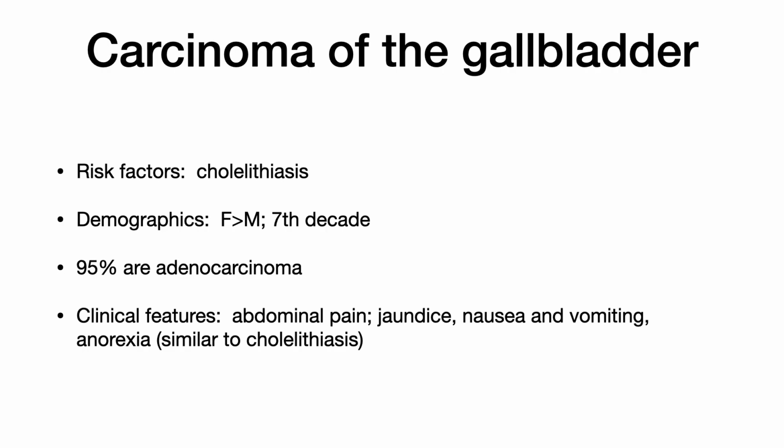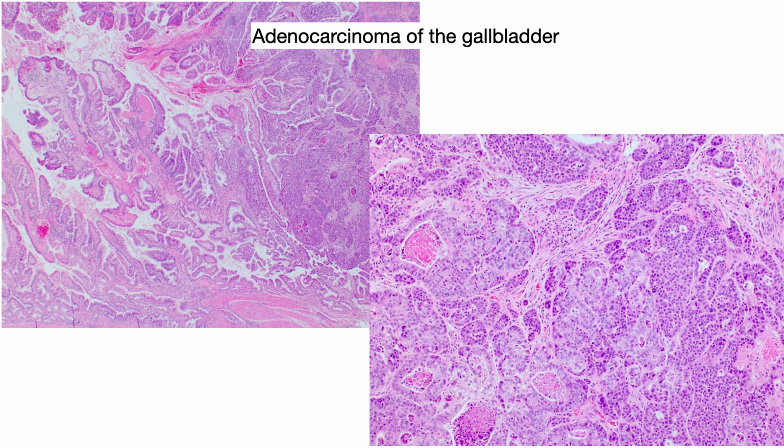So you can get right upper quadrant abdominal pain, jaundice, which I would assume is due to potential extension and blockage of the common bile duct, nausea and vomiting, and anorexia. So this just shows adenocarcinoma. You can see the glandular differentiation down at the bottom. A lot of areas do look pretty solid, but you can see some glands in there. But this was adenocarcinoma of the gallbladder.